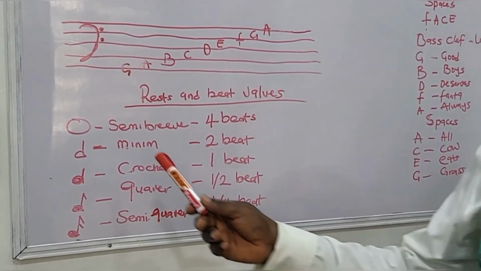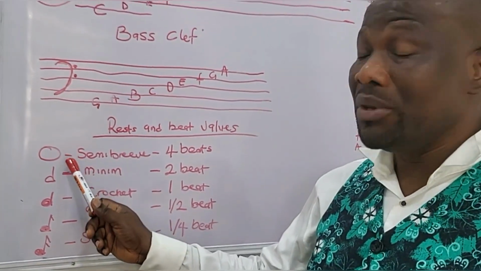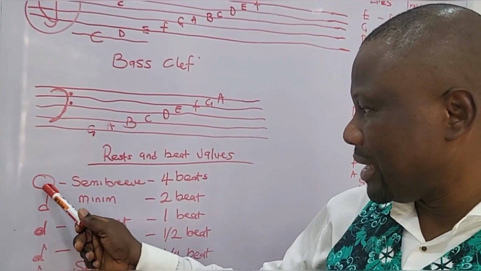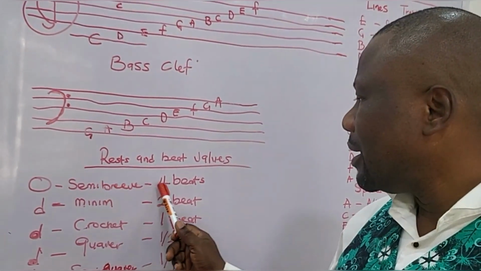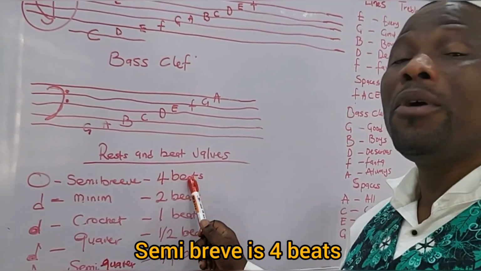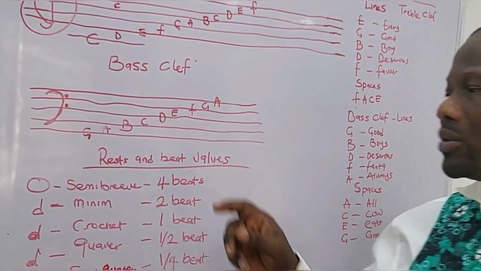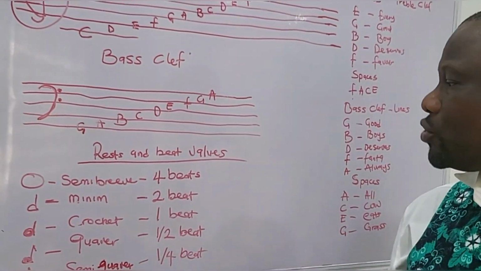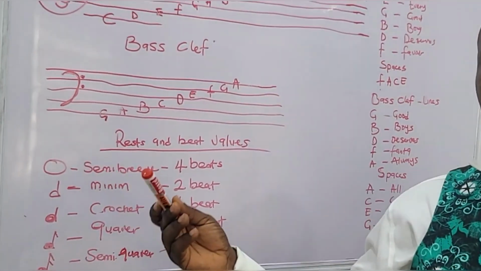The semibreve is the ball-like shape thing you see in music. It's ball-like, you can see it. And what it represents is that a semibreve is 4 beats. Whenever you say semibreve, it means that this particular note, you should play it for 4 beats before you move to the next one. That is what they are trying to tell you.